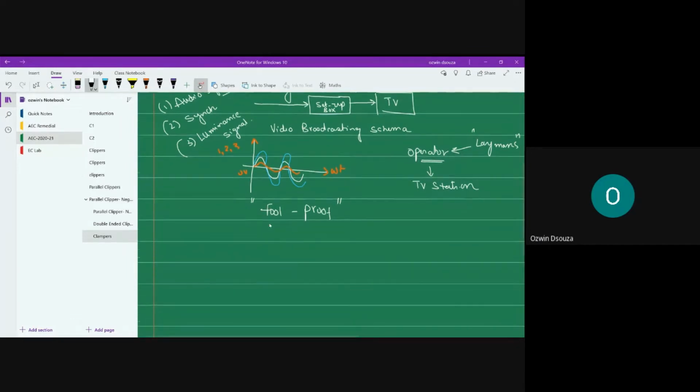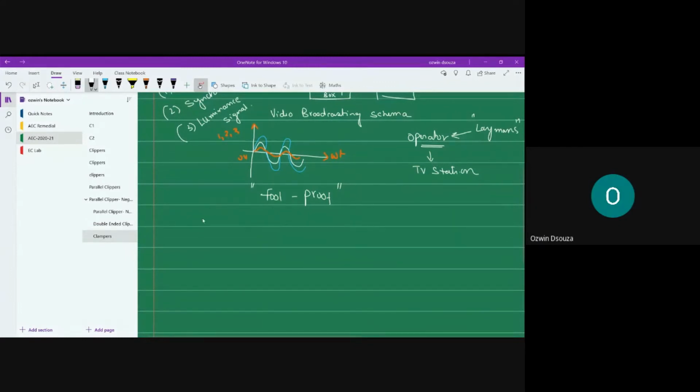So in order to achieve foolproofing, what they will do is, let's say the audio signal is broadcast at the 0-volt level, and let's say the luminance is broadcast at a plus VDC level. This is your luminance.